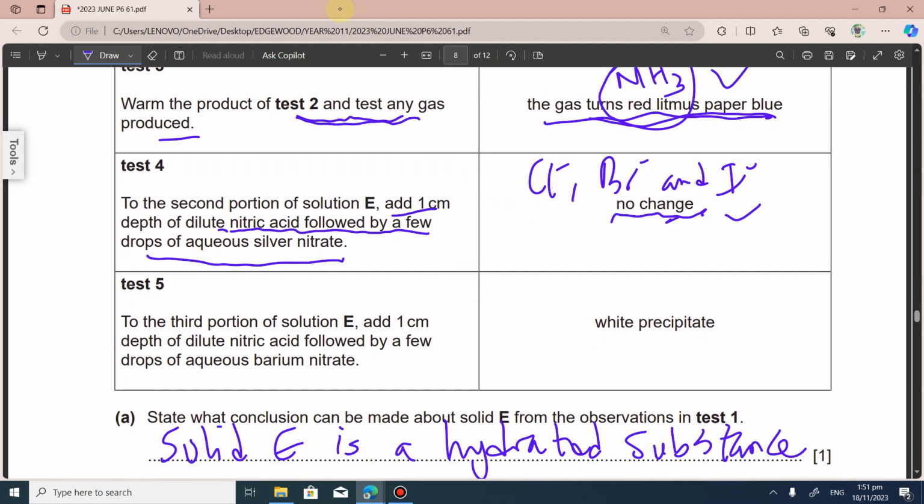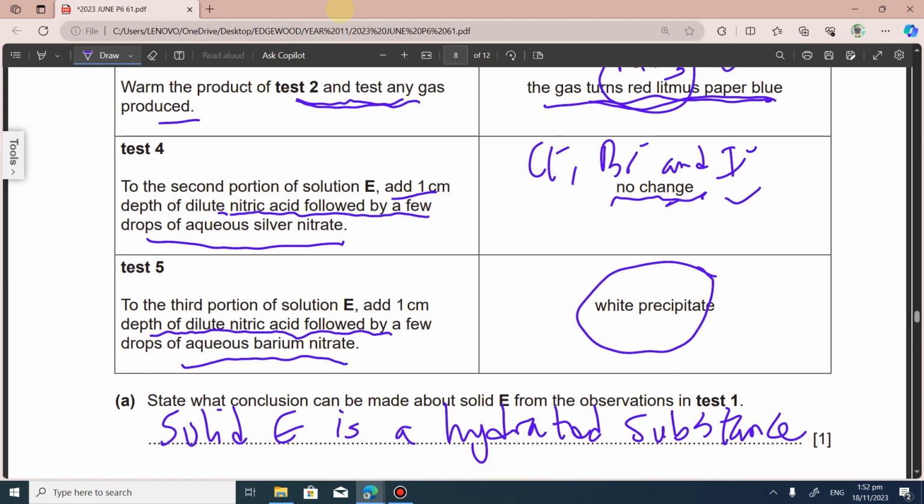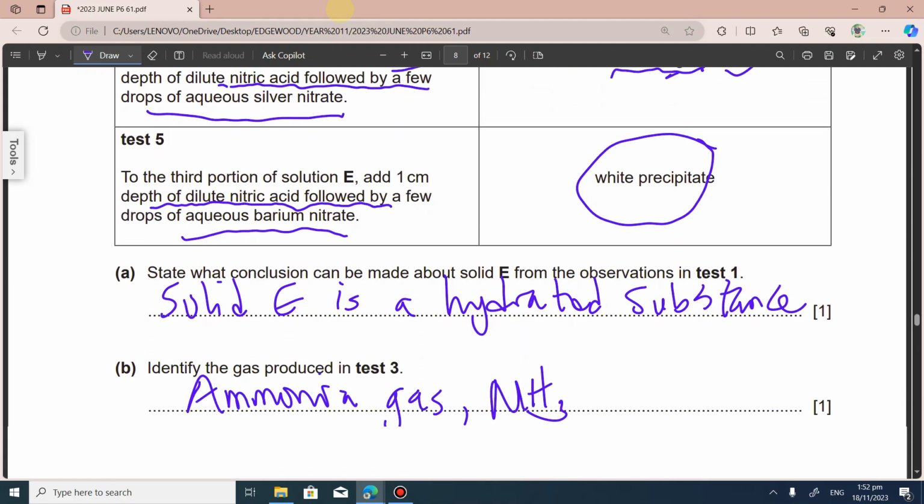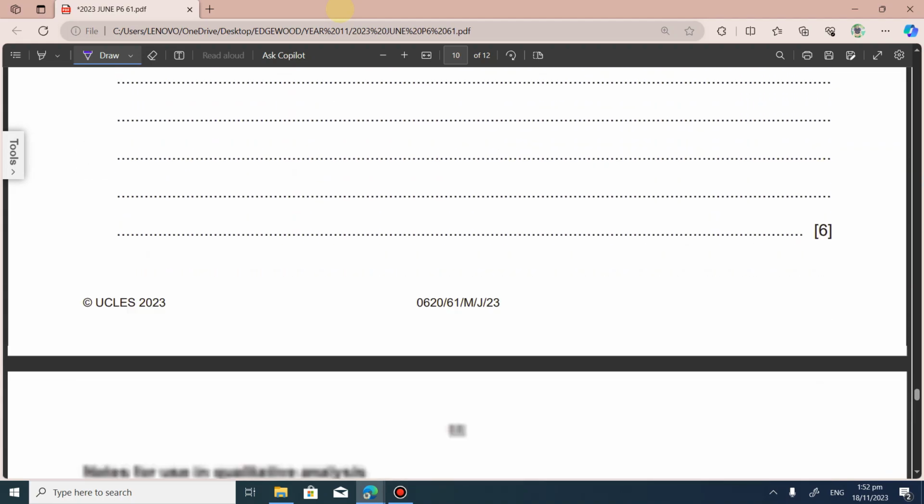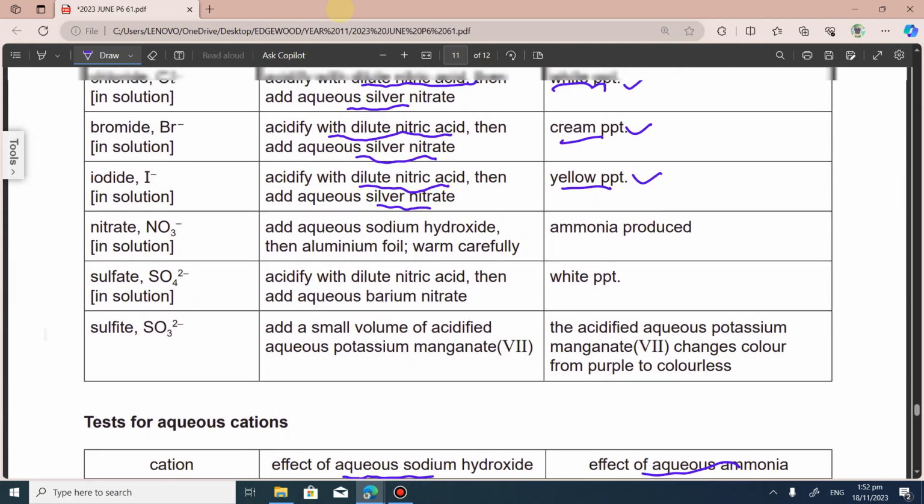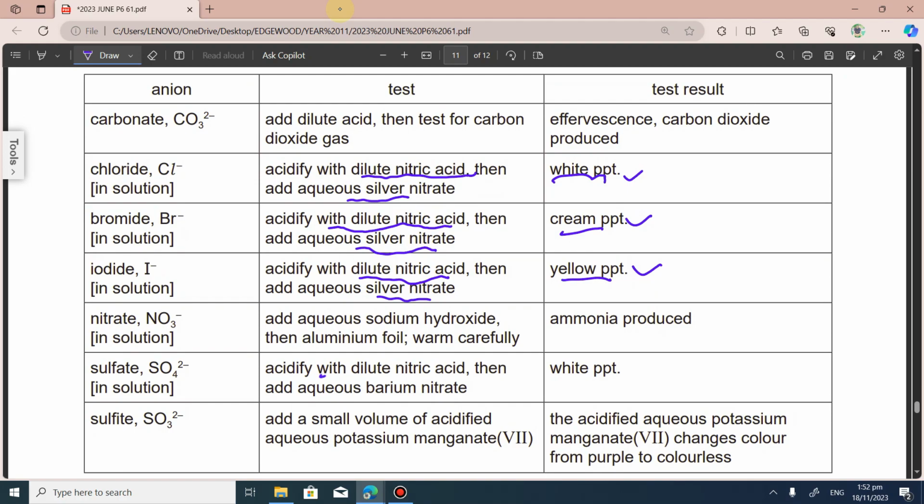So in the third one, we see that dilute nitric acid was added, followed by aqueous barium nitrate. And what happens is that a white precipitate was formed. So we compare it with the table. Adding nitric acid and barium nitrate, what kind of ions are we testing for? So we go all the way to see that when you add dilute nitric acid and aqueous barium nitrate, it gives a white precipitate. That means you are testing for the sulfate ion.